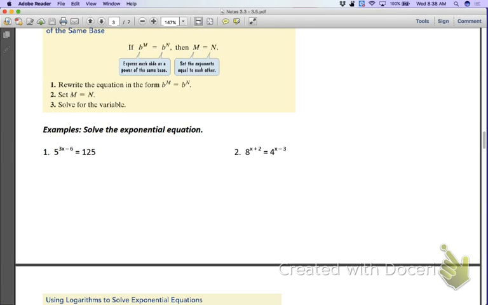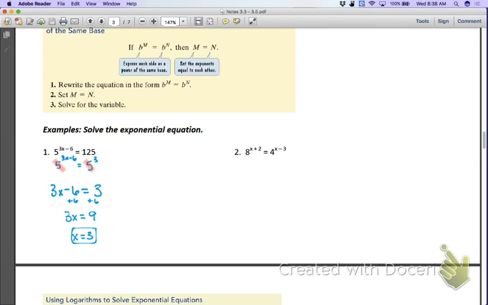So if I have 5 to the 3x minus 6 power, and it's equal to 5 to the third, essentially I don't really worry about the bases anymore because they're the same, and I can just drop everything off and have 3x minus 6 equal to 3. And then I'm just going to solve from there. So I'm going to add 6, have 3x equal to 9, so x is equal to 3.